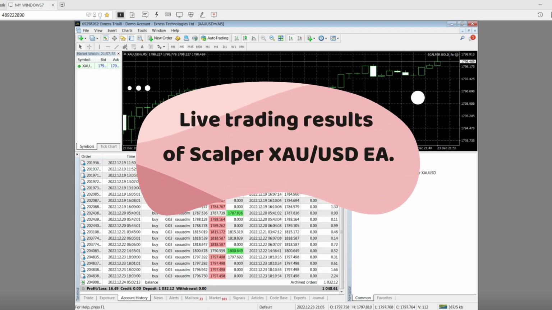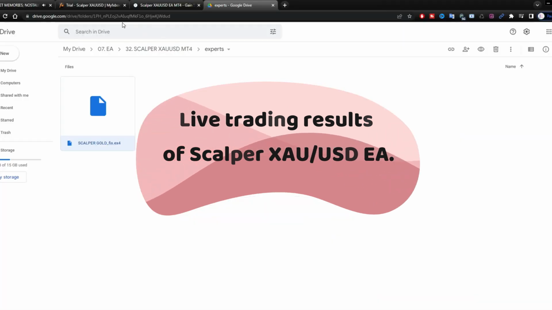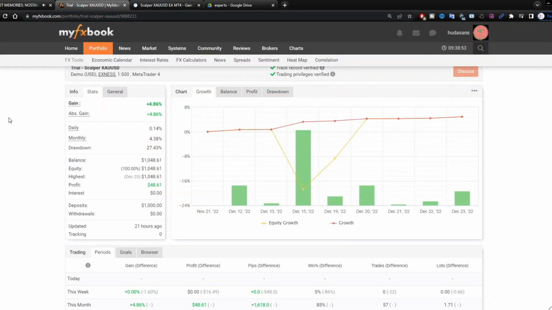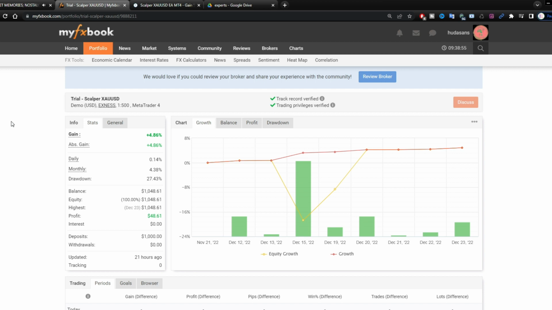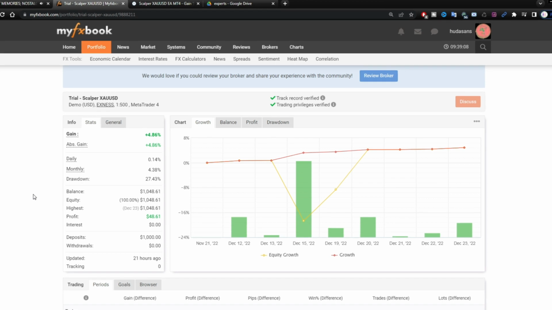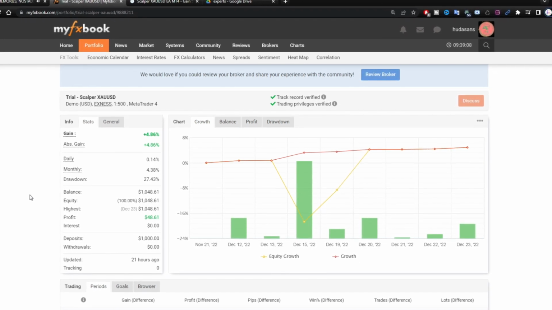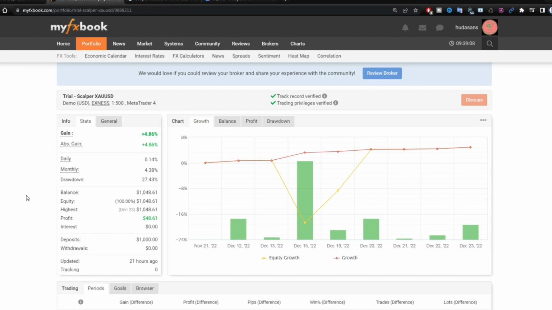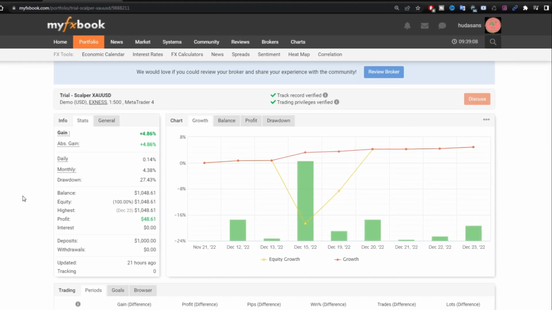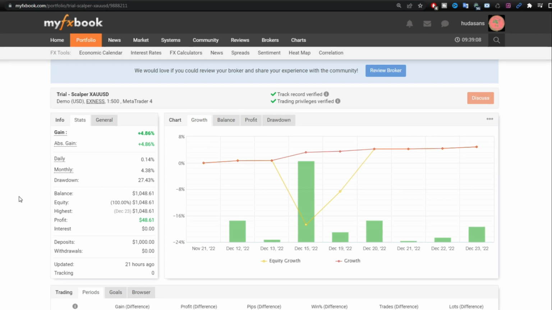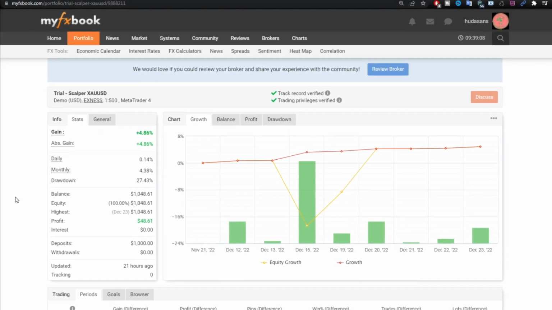Live trading results of the Scalper gold ounce per US dollar EA. For detailed trading reports, I've linked the Expert Advisor to mifxbook.com. With a capital of $1,000 the gain is plus 4.86%. Trading has been running for 2 weeks. From the results of these 2 weeks, the estimated average daily income is 0.14% and monthly 4.38%, with 27.43% drawdown. This is not like what the developer says, that it can reach 50%. However, for the actual result I will look at it again after a month.